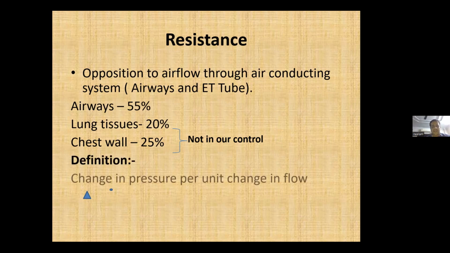Okay, and to define it, we can say it is the change in pressure per unit change in flow. So your compliance was change in volume per unit change in pressure, whereas resistance is change in pressure per unit change in flow. So that was volume by pressure for compliance, and resistance is pressure upon flow, right? So resistance is nothing but the change in pressure upon V dot. V dot stands for flow, whereas simple V stands for volume, right? So change in pressure divided by the flow, that represents resistance.